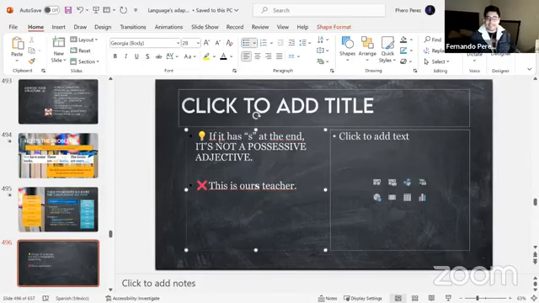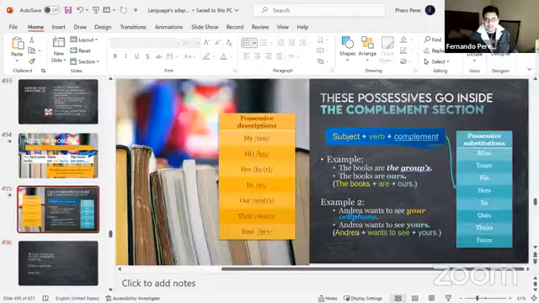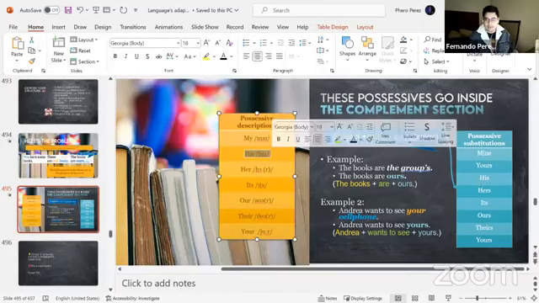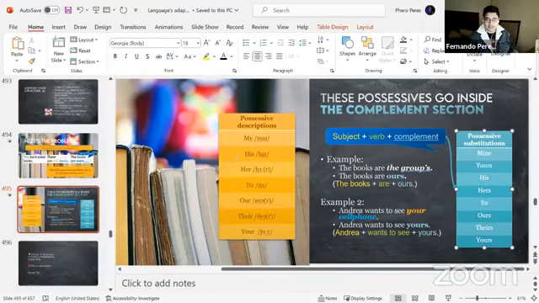I repeat, if it has an S at the end, it's not a possessive adjective. Never, never, never is the possessive adjective ending in S, except his. Of course, his ends in S, but it's the same. He's masculine, his is masculine. No difference.